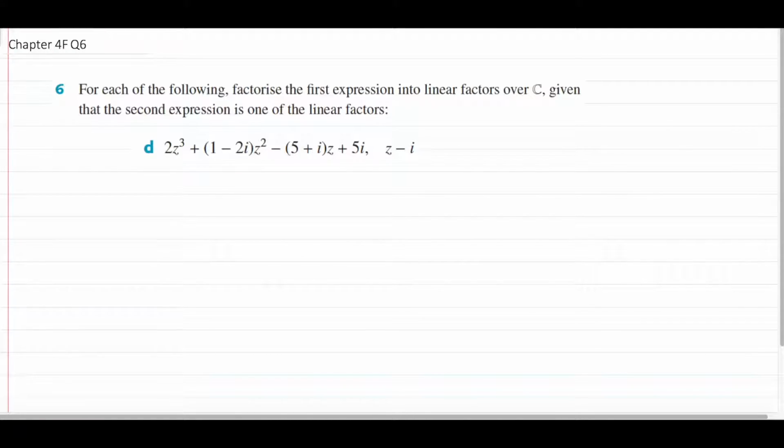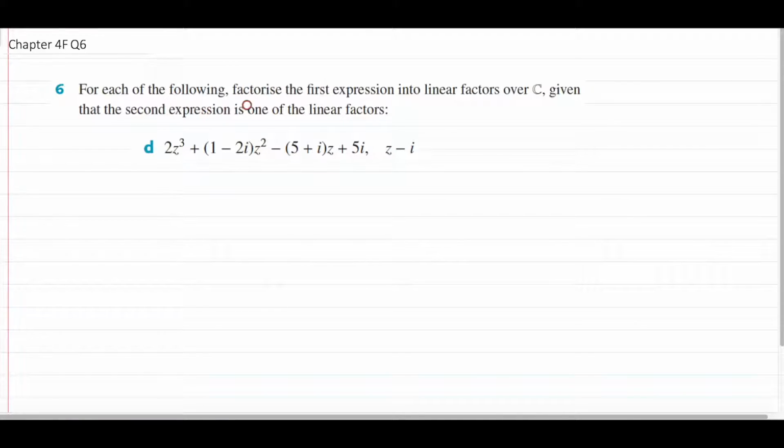Today we are doing question 6 from chapter 4F, and more specifically question D from question 6. This is on your complex number chapter, and it's going to be one of those typical complex questions that you have to make sure that you're 100% on it, okay? So let's get into the question first.